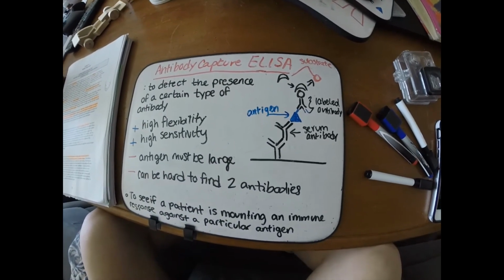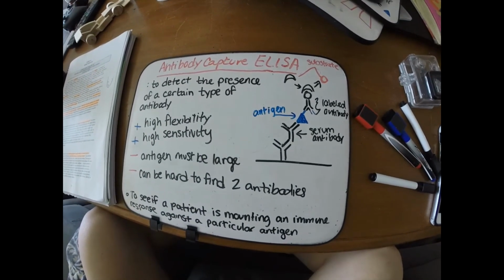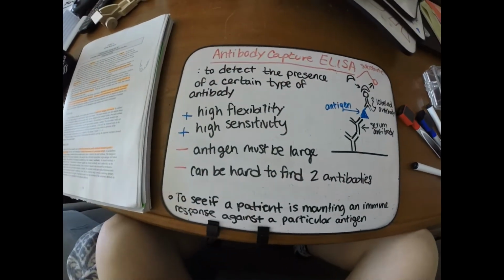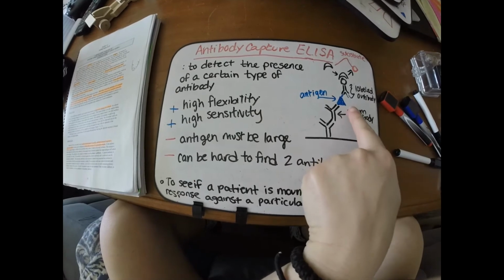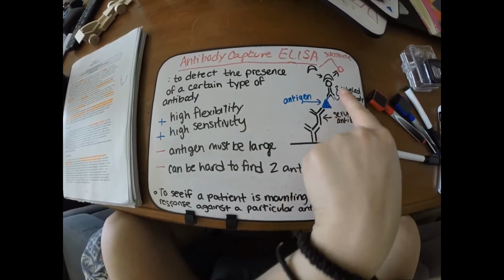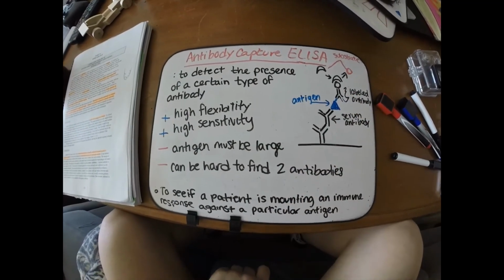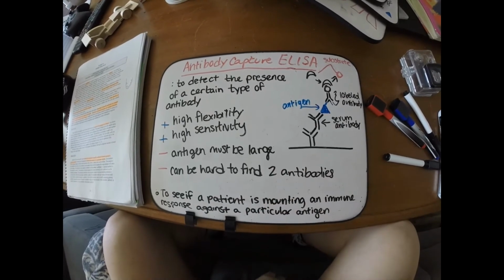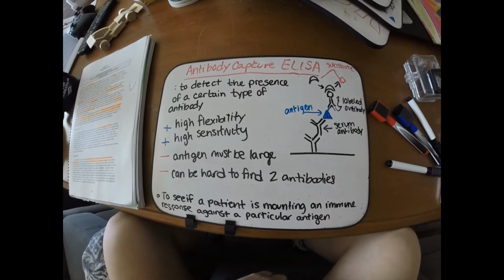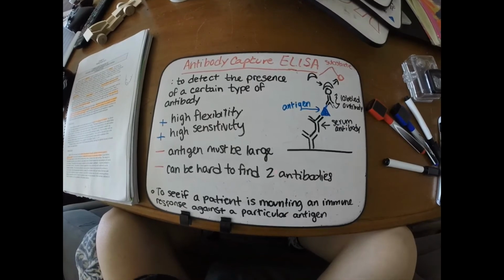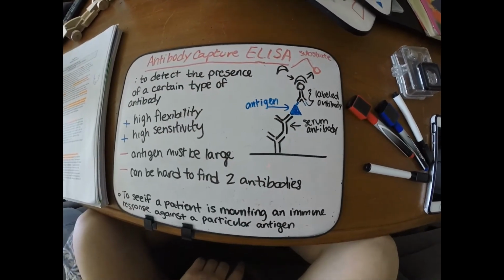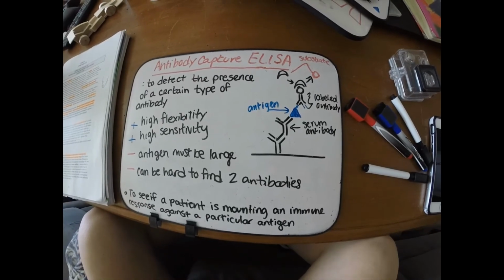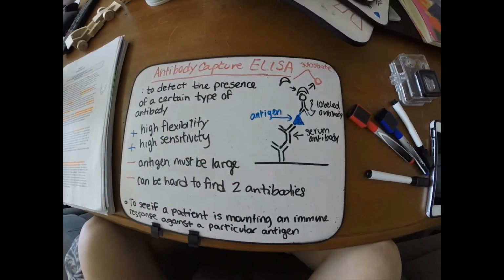So higher flexibility again with this, higher sensitivity again with this. But again, the antigen must be large enough to where these two antibodies can bind to it. And you still have that same issue of finding a second antibody that also binds to your antigen. So that can be an issue sometimes as well.